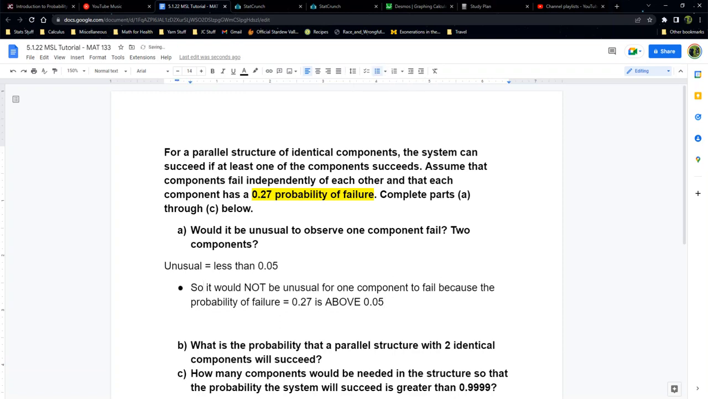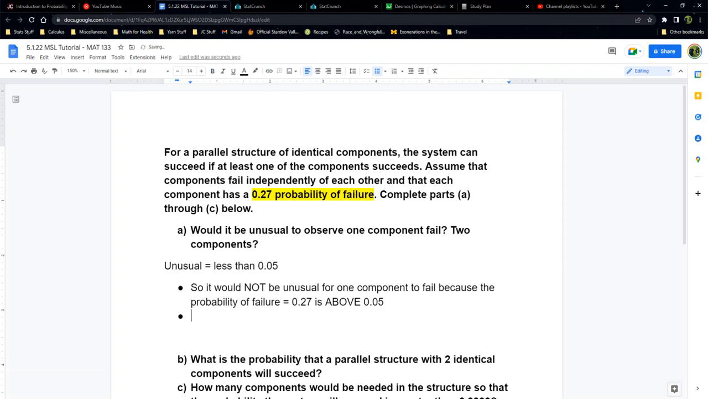No, right? But that's why they never put just one in a system. That's why it's got identical components. So it's a little strange because there's so much negative language in there. It would not be unusual for a component to fail because the probability of failure is 0.27. Then it's talking about two components. Well, they're independent of each other.